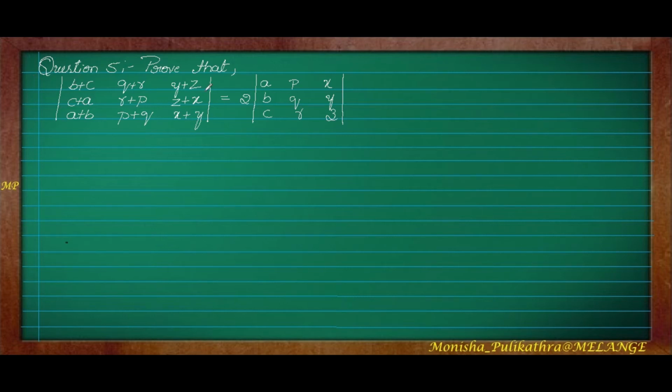Okay. So this is the question. We have to prove this determinant equals this one, so we have to prove this LHS is equal to RHS. Let us take this as delta. So I'm moving to the solution part.